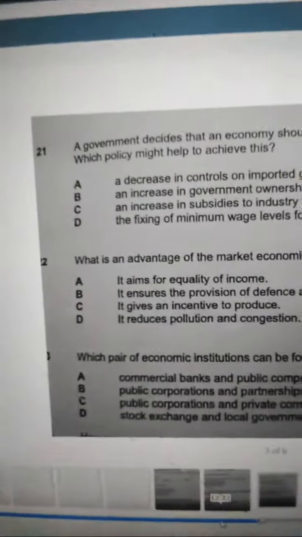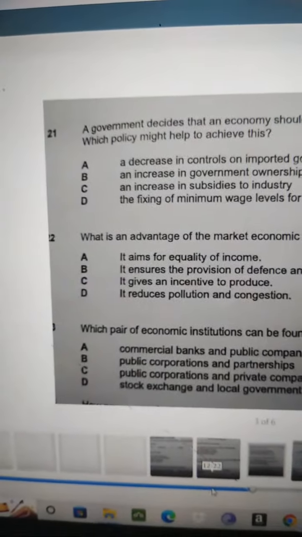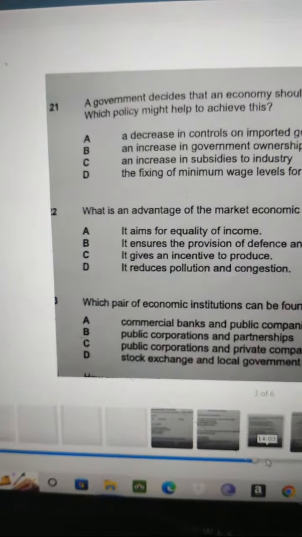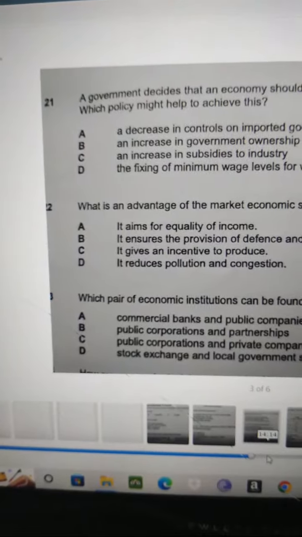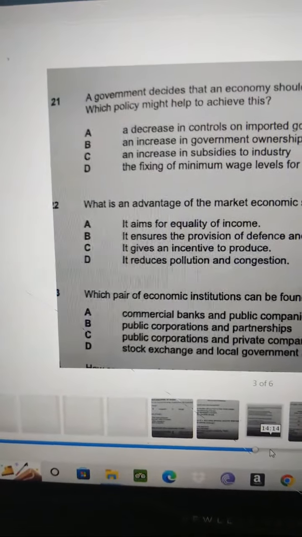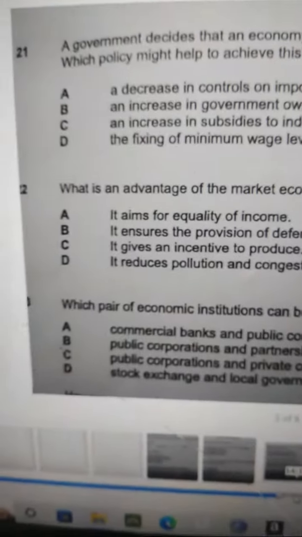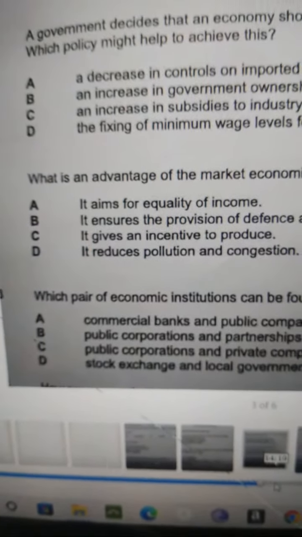As I told you, the students who are attending these classes are going to get the benefit because I have picked these as the most repeated questions and most important from different topics. Next question, what is the advantage of the market economy? Very easy, that is the easiest question. Pick up your answer.